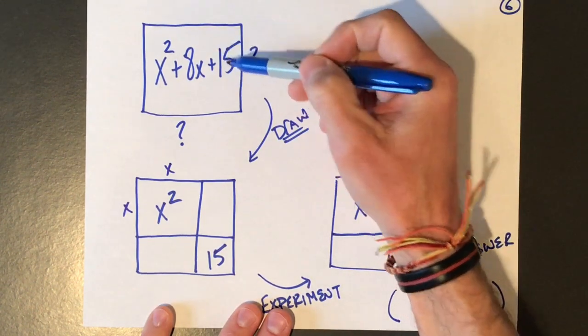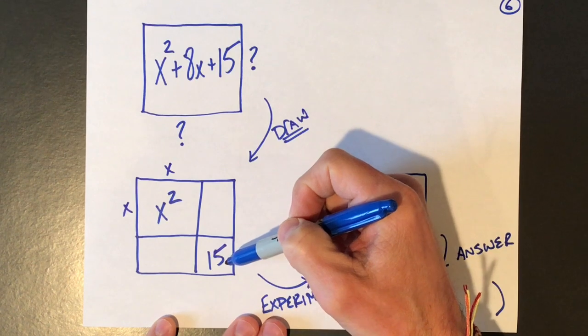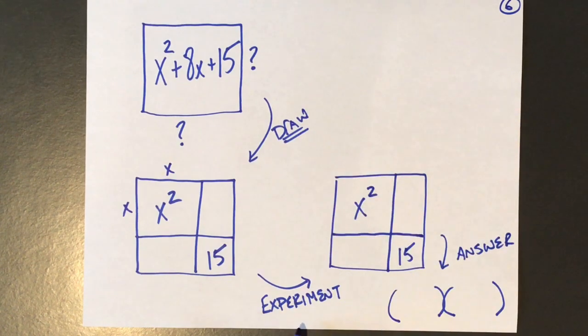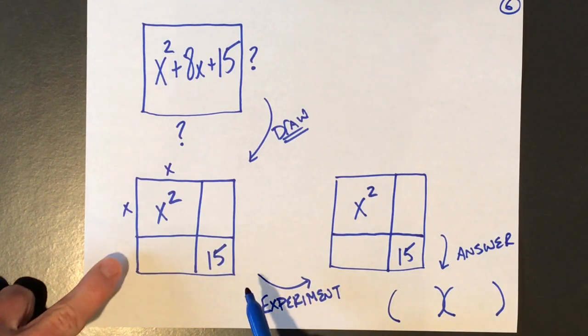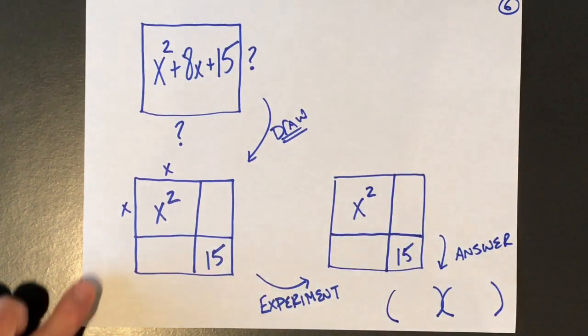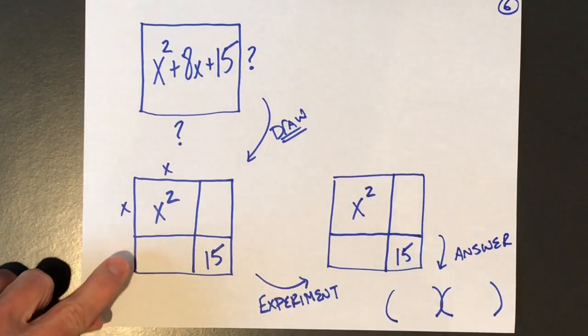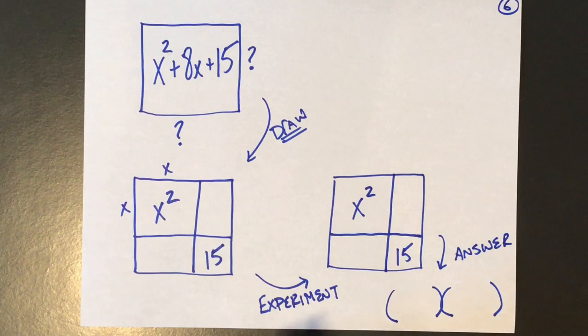I take my last term and I put it in the bottom right-hand corner, and this is where the experimentation comes in. Because there's a couple different options for what we multiply together to get 15. I could put a 1 times 15, or I could put a 3 times a 5, or I could put a 5 times a 3, or heck, I could even go with decimals, though I don't want to do that because that's not how this is going to work.